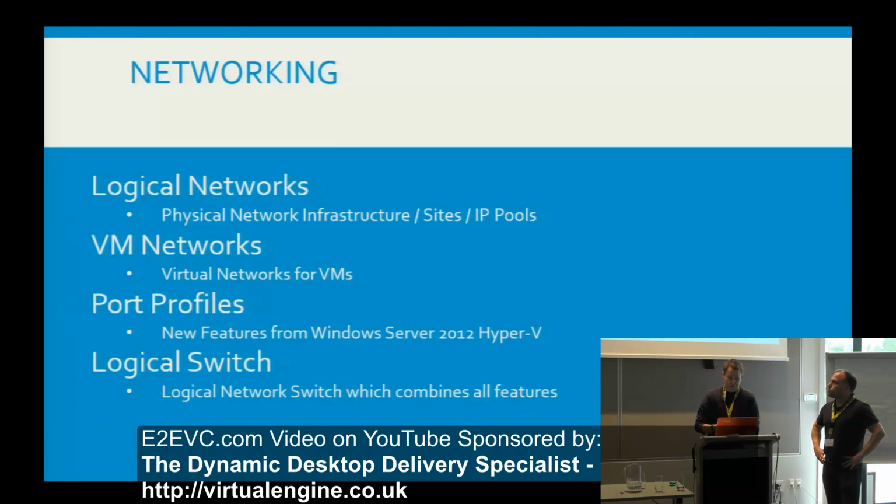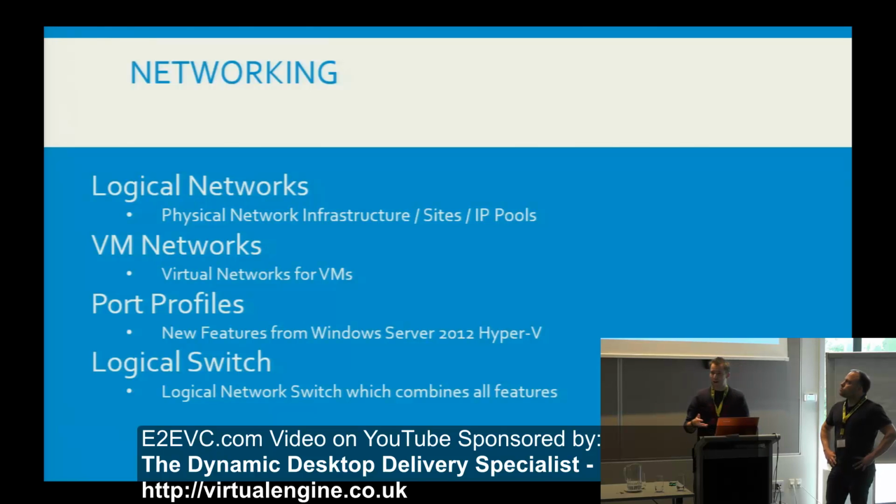And now we have some changes. We have logical networks, and we still use them. We need them to see what's there on the physical side. But now we have VM networks. Virtual machines were connected to logical networks. Now they're connected to VM networks. Basically, there's another layer between them.